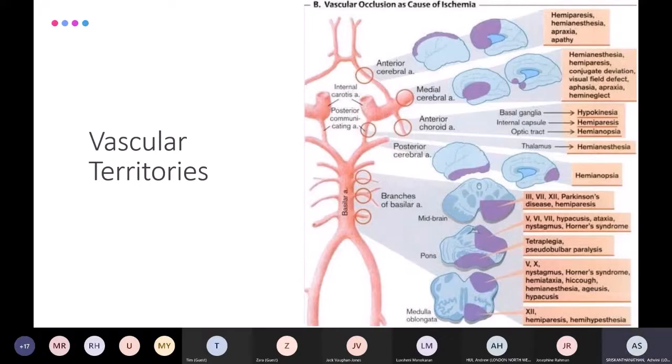Then with an MCA, which was the most common answer, you get deficits of the arm, leg, as well as the face. So the face isn't involved here that much. It's just the arm, which is why it's more likely to be an ACA and not an MCA. With an MCA as well, you get changes to your eye movements, and you can get this kind of gaze deviation to the contralateral side.